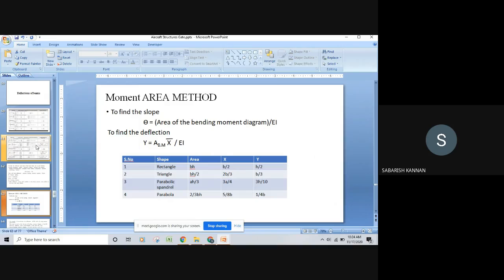After that, we come into the deflection part. We already found the area of the bending moment diagram. Now we put the x bar value. For a triangle, x bar is 2B by 3. In our bending moment diagram, B is L by 2. So substitute L by 2 instead of B, and multiply the area of the bending moment diagram by 2 into L by 2 divided by 3, divided by EI. It gives the deflection value, right?